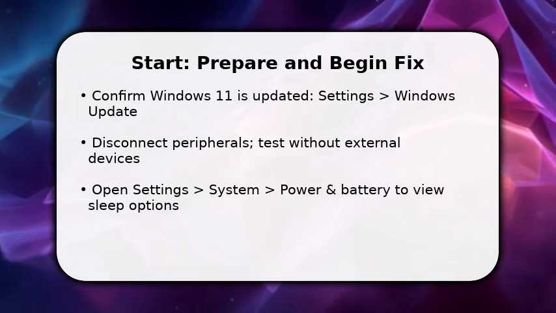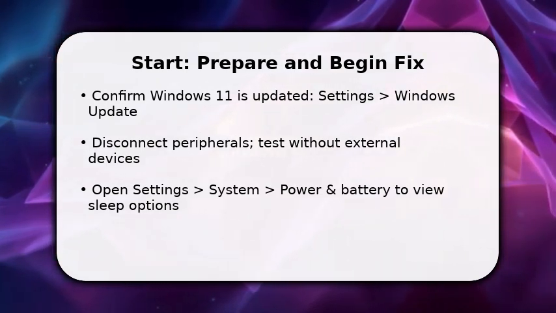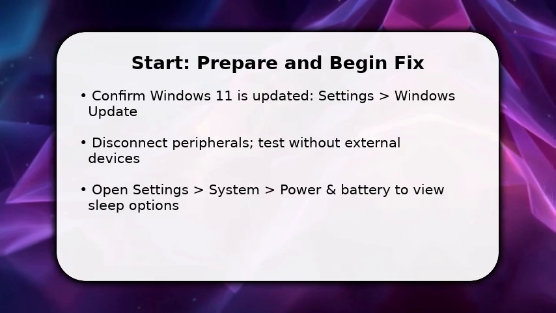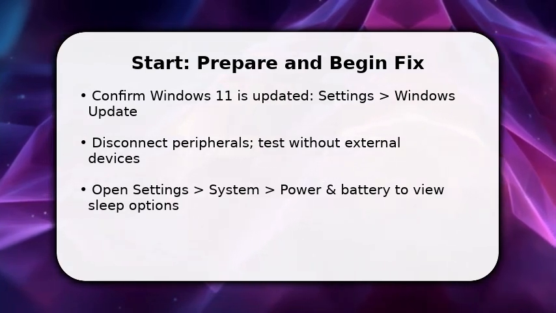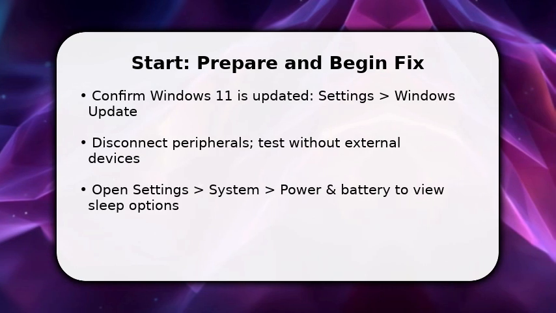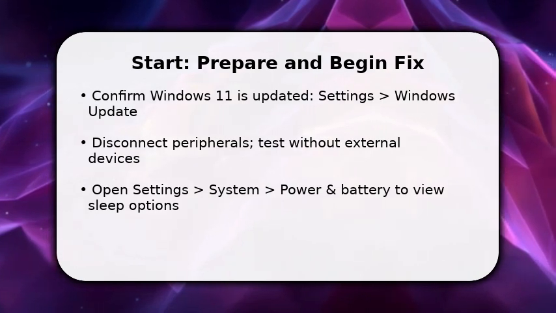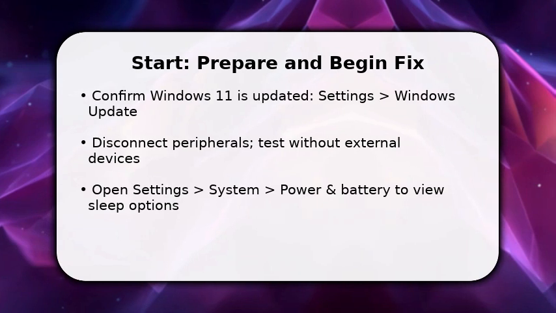Once done, open Settings, go to System, then Power and Battery, and inspect sleep timeouts. Change them briefly to trigger a test. Also run the built-in power troubleshooter to catch simple configuration errors before moving to deeper changes.